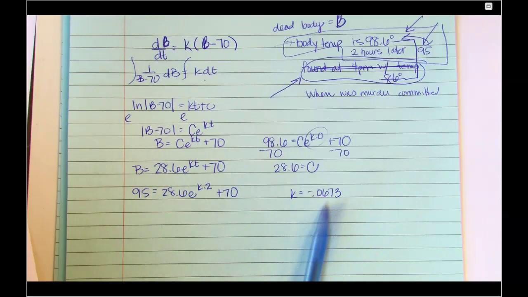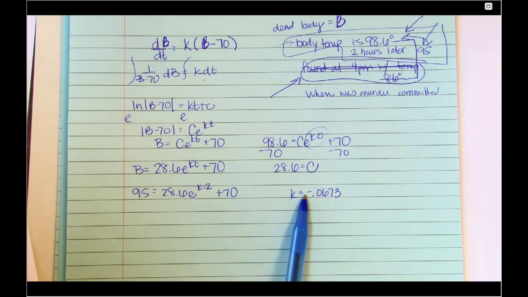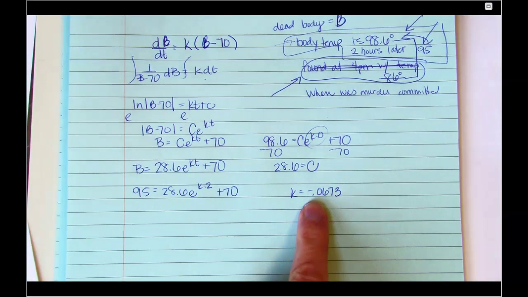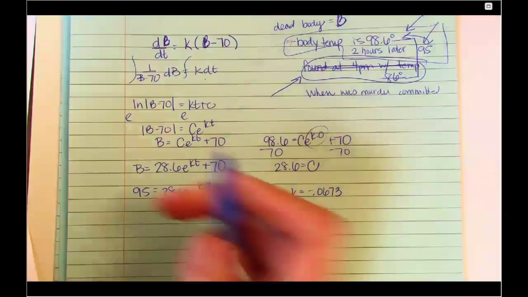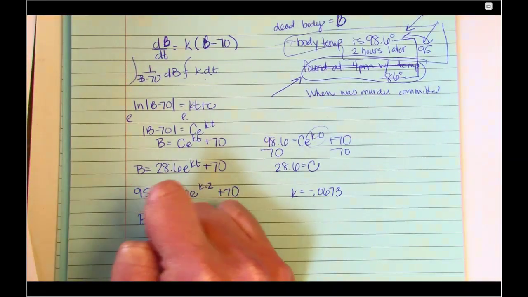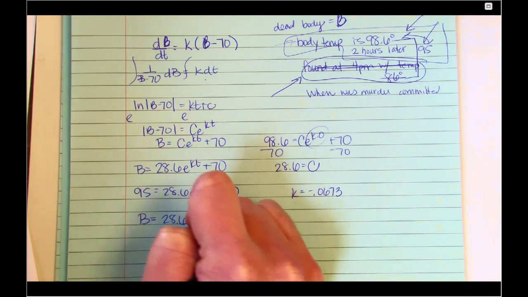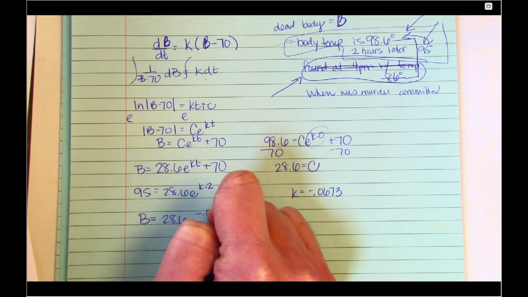This is just one of those spots where I stop and check myself. This is negative. Should it be negative? Yes. Why? Because it's losing temperature. Body temperature is going down, so this should be negative. So, B equals 28.6 e^(-0.0673 t) + 70.